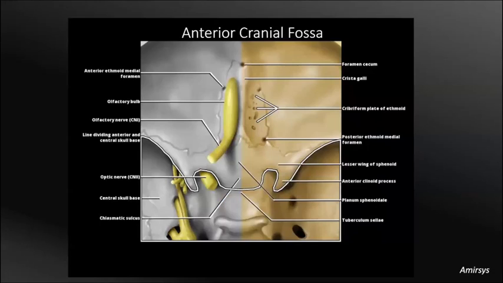Taking a closer look at the anterior cranial fossa, this is a graphic depiction of the anterior skull base. You can see cranial nerve 1 resting upon the cribriform plate. The posterior margin of the anterior cranial fossa is the anterior clinoid process of the lesser wing of sphenoid.